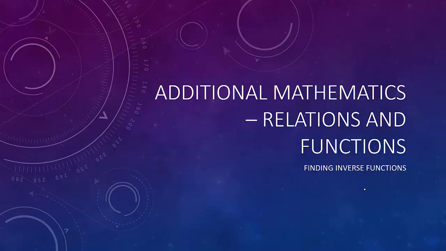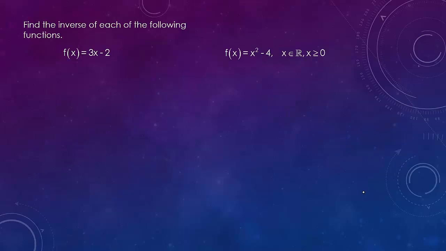Finding inverse functions. We want to find the inverses of each of the following functions. The first one is f of x is 3x minus 2, just a linear function. This is one that's quite easy to do. What you do is you let y be equal to 3x minus 2.